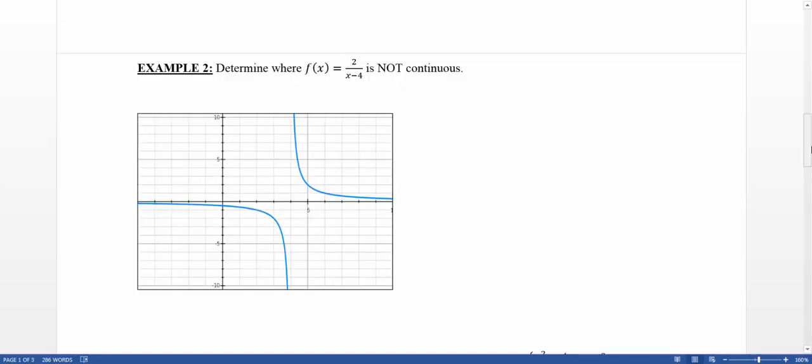Example 2. Determine where f of x equals 2 divided by x minus 4 is not continuous. So looking at this function, the first red flag I see is that in the denominator I have an x minus 4. I know that I never want to divide by 0, so I'm concerned about the number 4. So I'm going to make a note over here. Now, any other number I can think of, 0, 1, 5, 12, I can plug those all in confidently, and I know I can get a functional value. So there's nothing else on my radar that might be a red flag.